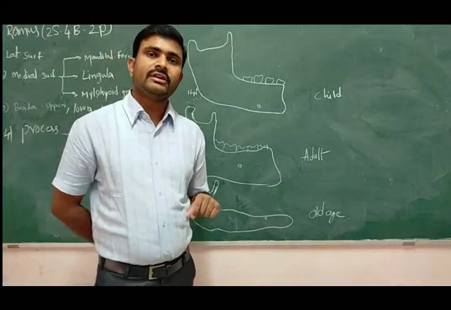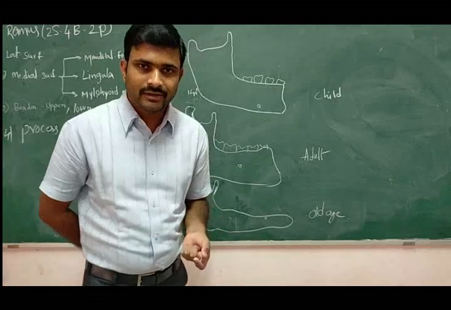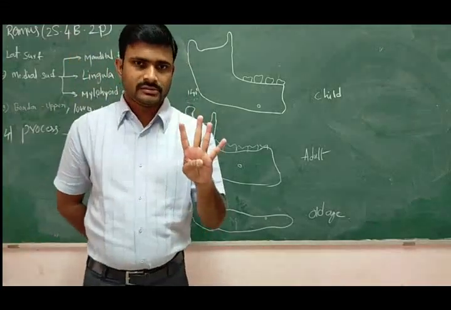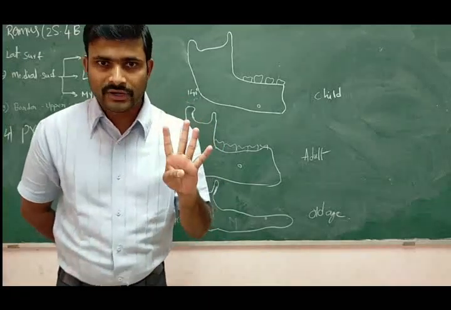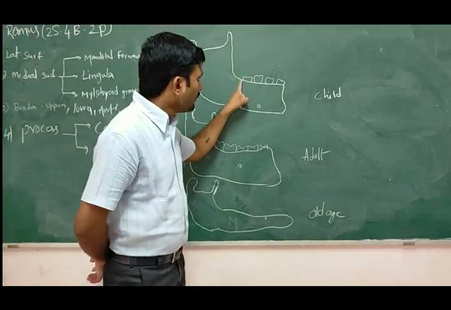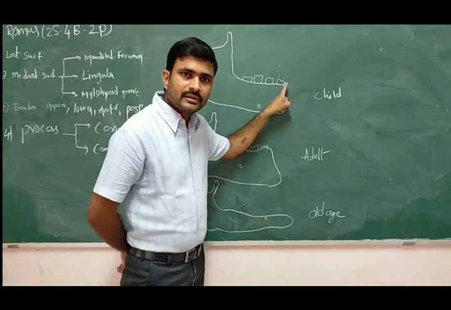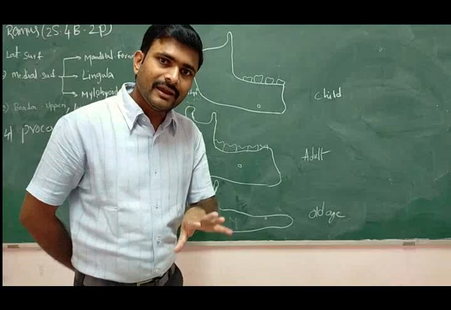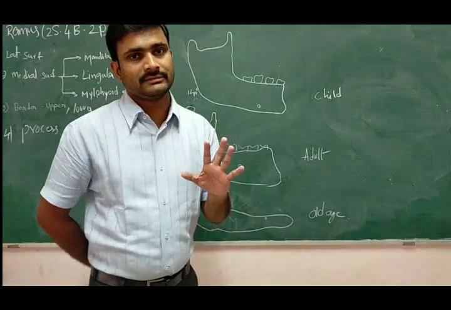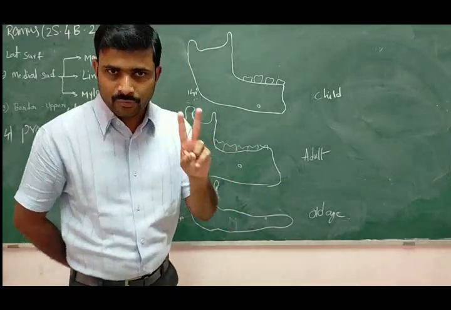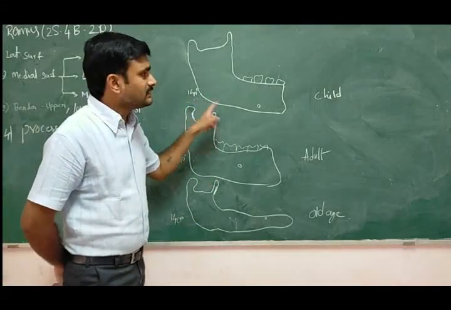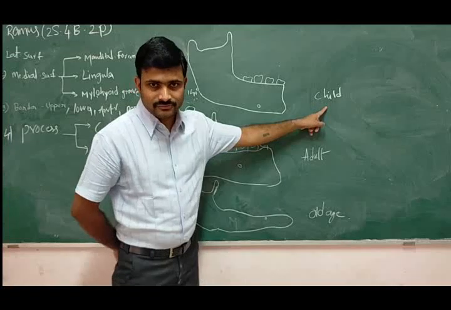So we identify the age as old age, children, or adults, based on only 4 points. Remember only 4 points. First point, the alveolar part, or upper border, is present for the permanent teeth along with the milk teeth. Second point, the angle of the mandible is 140 degrees in children.